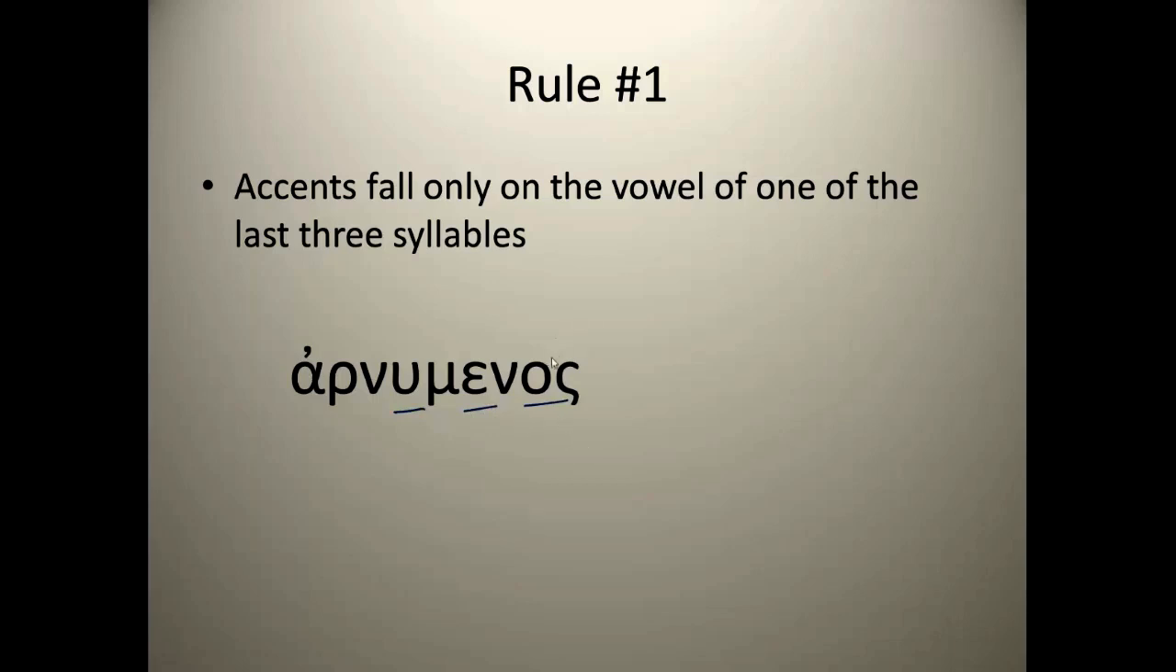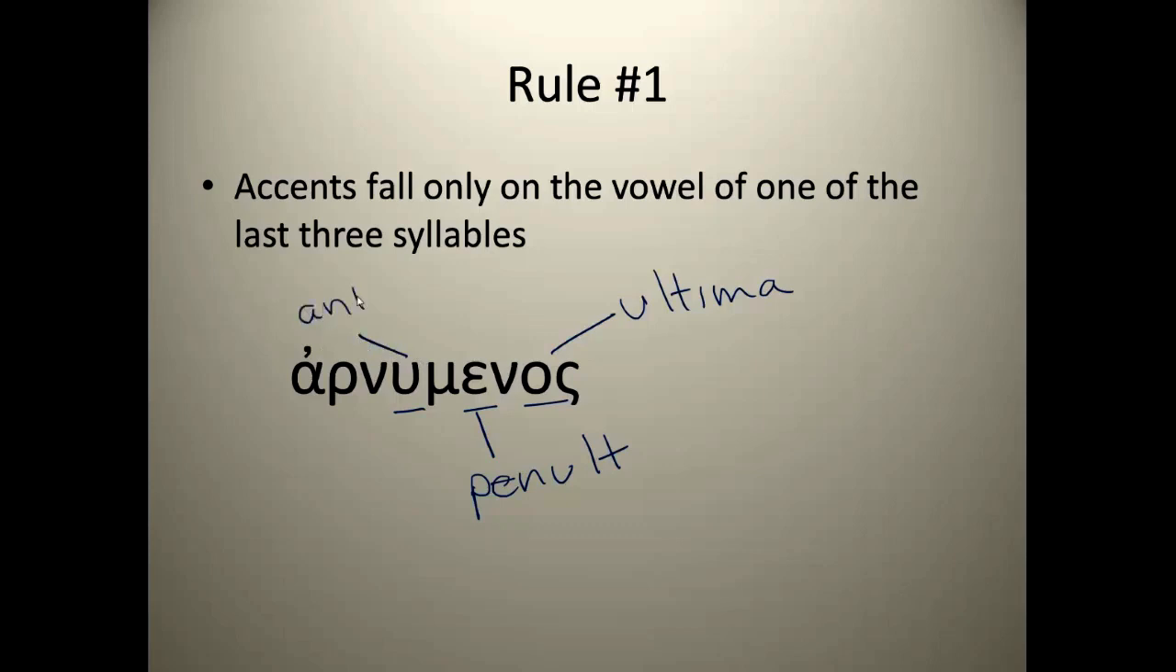So these are the terms we're going to use for these. The last one is going to be the ultima. The second to the last, we're going to call the penult, the almost last. And then the third from the end is the antepenult, the before the next to the last. So rule number one is that accents can only fall on one of these last 3 syllables, never further towards the front of the word. This alpha could never have an accent because it's the 4th syllable from the end.